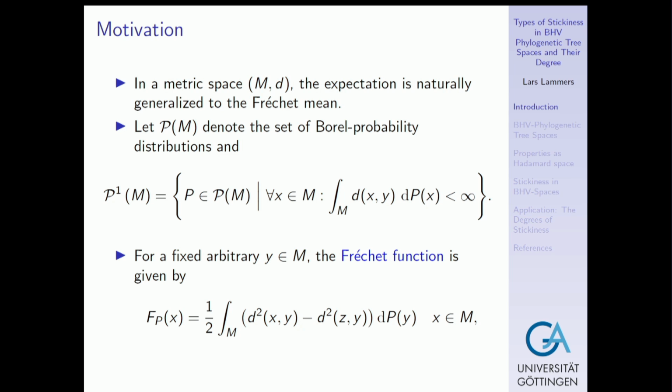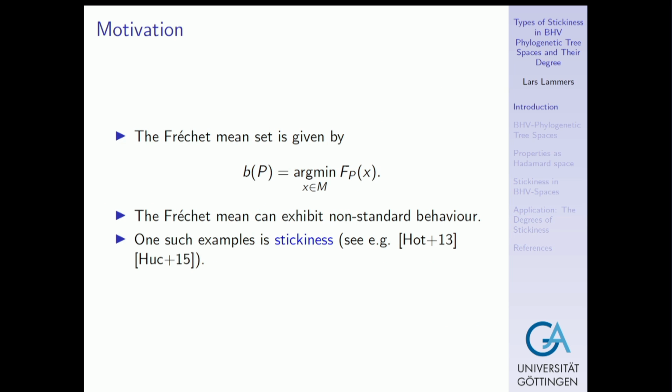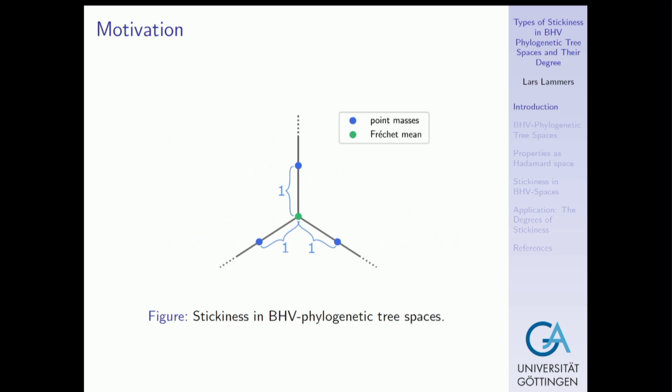We do that for an arbitrary y. This way, due to the triangle inequality, we can get away with just the first moment of the distribution for this integral to be defined. And then the Frechet mean set is given as the set of minimizers of this Frechet function. As was alluded to earlier, this Frechet mean can exhibit some non-standard behavior, and again we're gonna focus here on the phenomenon of stickiness, and I hope to now give you some intuition on that.